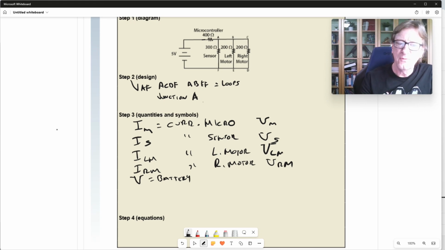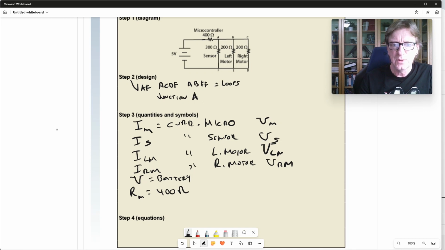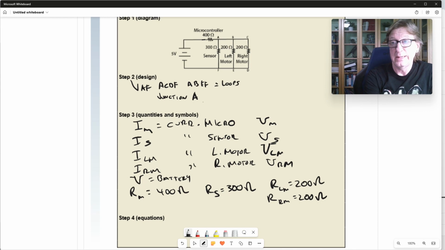Then we're also going to have the 4 resistances that we know. So we'll call RM is going to be 400 ohms. That's the microcontroller. RS is going to be 300 ohms. That's the sensor. RLM is going to be 500 ohms. I'm sorry, it's going to be 200 ohms. Oops. RLM is going to be 200 ohms for the left motor. And finally, RRM is going to be 200 ohms for the right motor. And those should be all of the variables that I need. And I've done that just by saying, okay, I'm probably going to need the current and the voltage for every single one of these. And then we're going to go through with that.